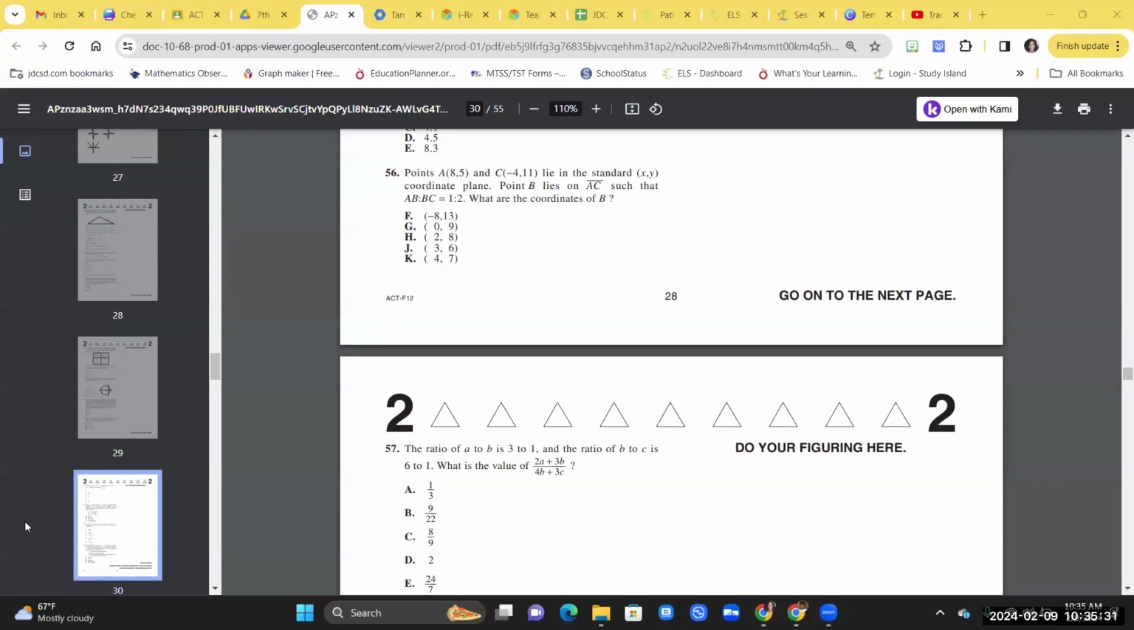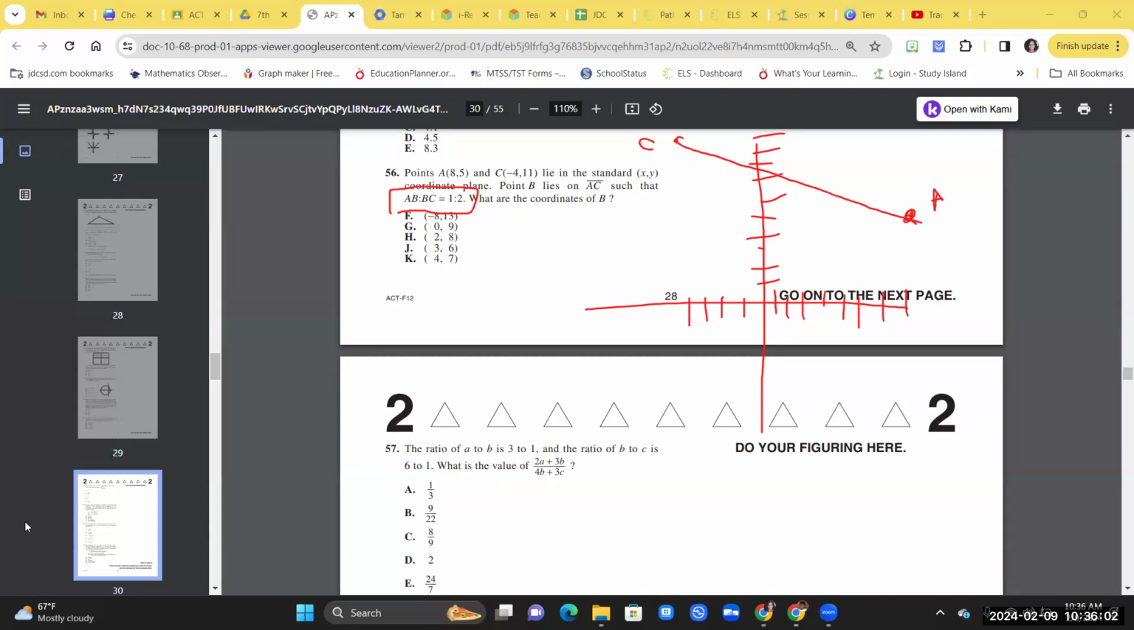Once again, I'm a visual person. I'm drawing my X zone. -4, 11. What up, A to B is 1 to 2. I mean, it's short. -8. 1 to 2.